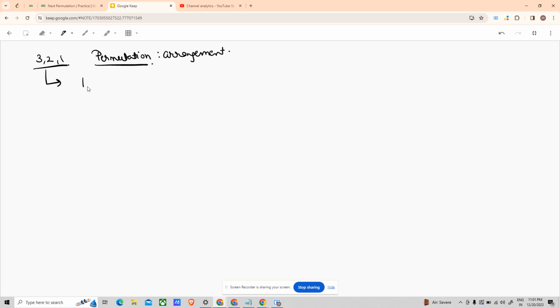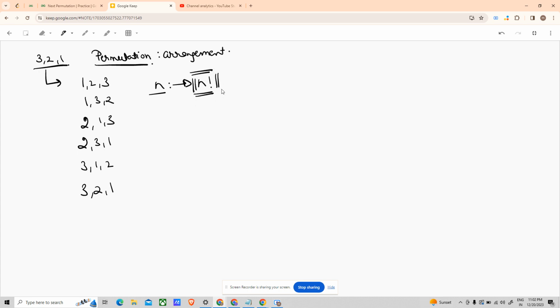It can be arranged like 1, 2, 3. Another possible arrangement is 1, 3, 2. Then comes 2, 1, 3. After that, 2, 3, 1. After that, 3, 1, 2. And after that, 3, 2, 1. Am I correct? So, for a sequence of length n, what is the number of permutations possible? N factorial. It is simple maths.